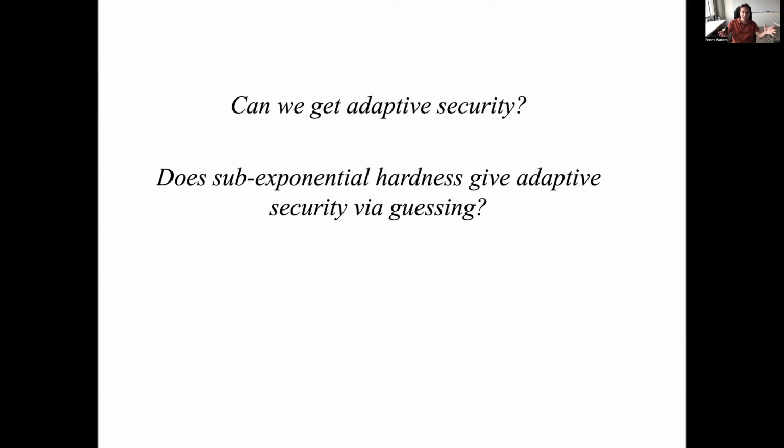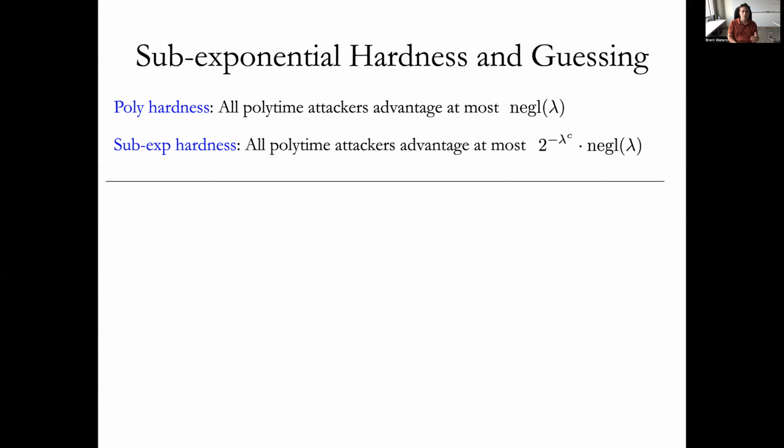When I look at the previous slides and see that sub-exponential hardness is okay, the first thing that might come to people's minds is, can we just get it in a somewhat trivial way using complexity leveraging to get adaptive security via guessing? So if we zoom in on what sub-exponential hardness means: polynomial hardness is when all polynomial attackers have advantage at most negligible. Sub-exponential hardness is a stronger property, but still believed to be reasonable by the community at large, which is that all polynomial attackers have advantage at most 2^(λ^c) times some negligible function, where we typically think of c as a constant between 0 and 1.